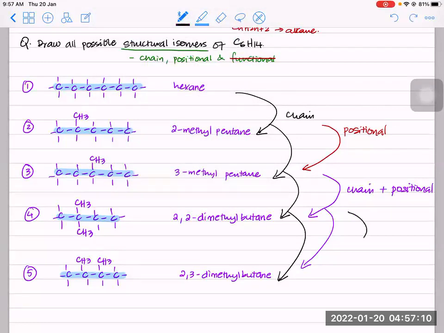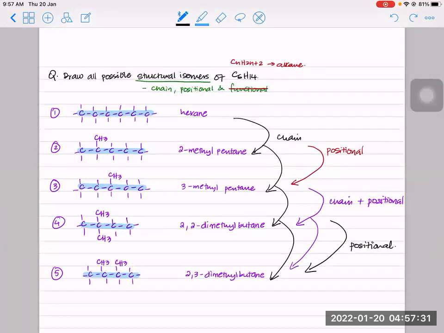And 4 and 5 are what type? 4 and 5 are positional isomers because the chain for both of these is 4 carbons. So these are positional isomers only. Here the CH3 is on carbon number 2. Here it's on 2 and 3. Is this clear?